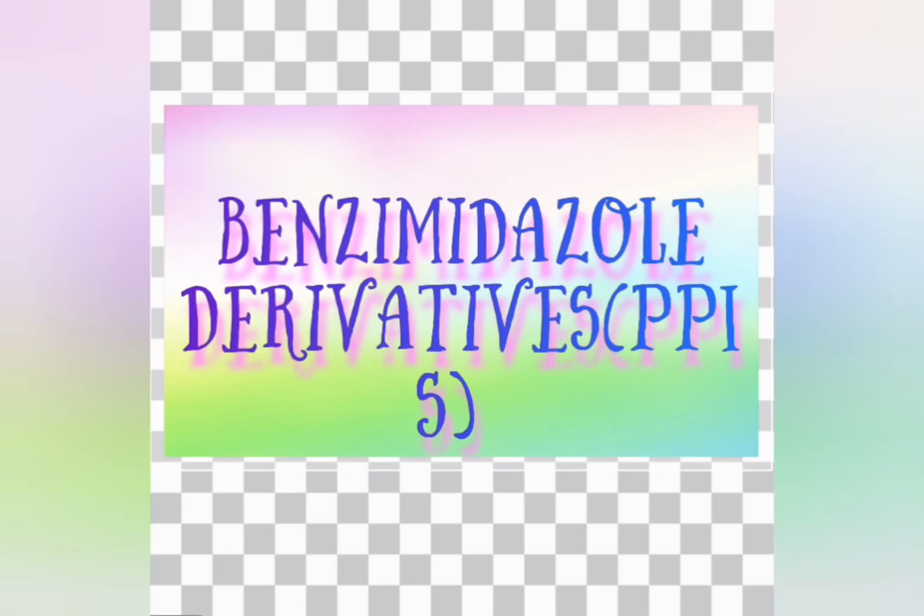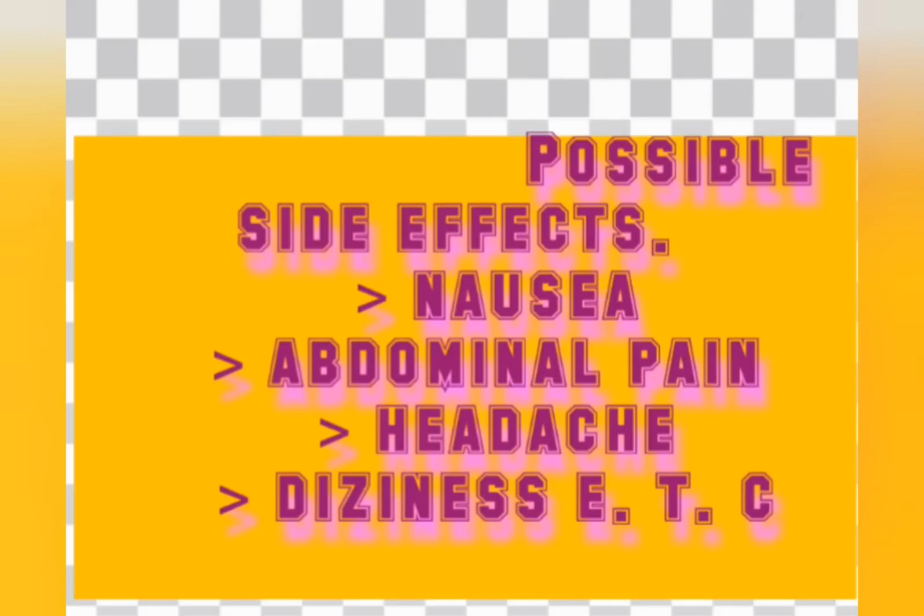Absorption of this medication is delayed. Maximum plasma concentration is reached after 2 to 3 hours of administration, and it is best effective when taken 30 minutes before meals. Possible side effects include diarrhea, abdominal pain, nausea, fatigue, headache, among others. And these side effects get resolved when there is discontinuation of the medication.